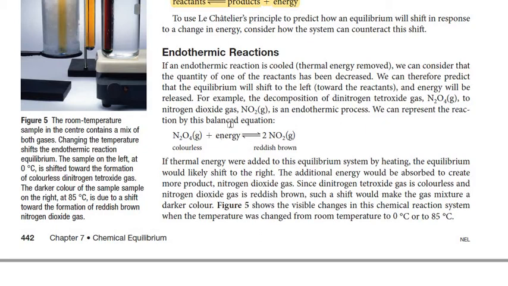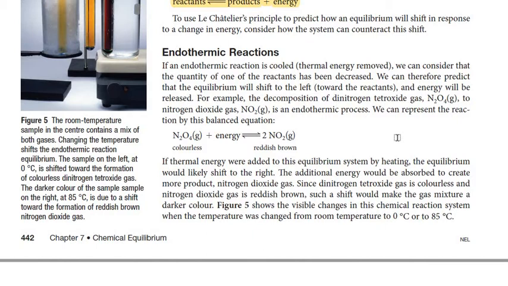as we said earlier, because here we have an endothermic process. When we increase the temperature, the reaction will shift to the right. The additional energy would be absorbed to create more product, which is nitrogen dioxide gas. Since nitrogen tetroxide gas is colorless and nitrogen dioxide gas is reddish brown, such a shift would make the gas mixture a darker color.